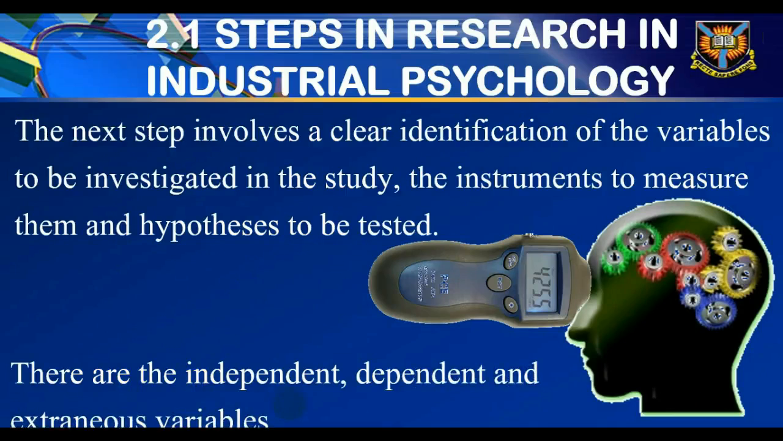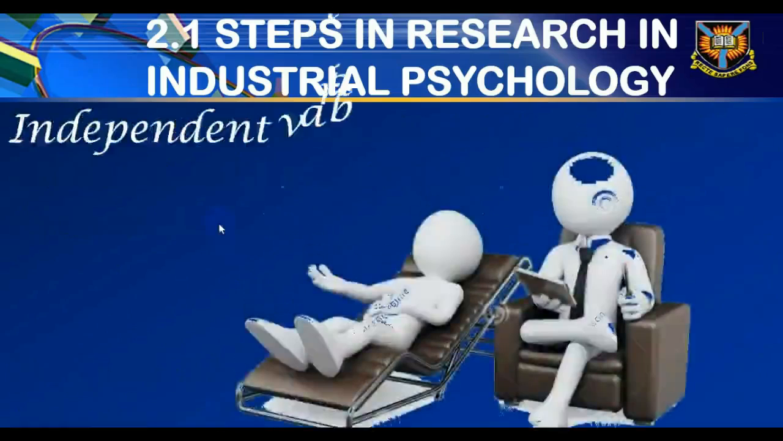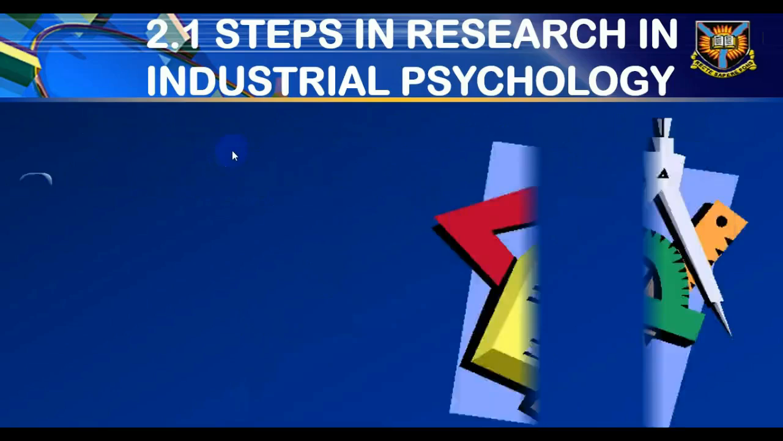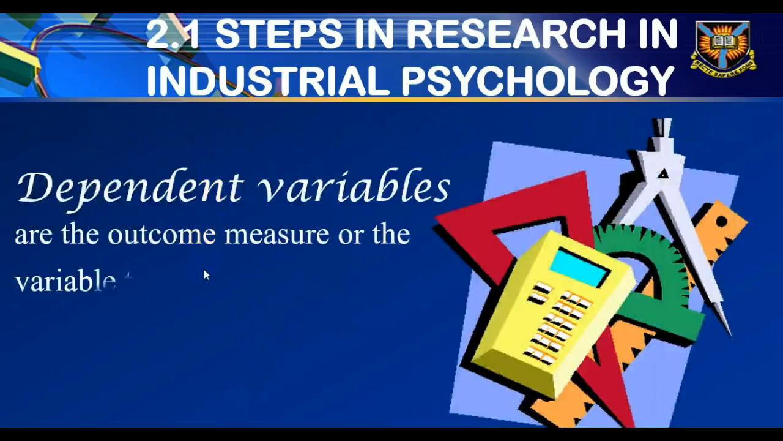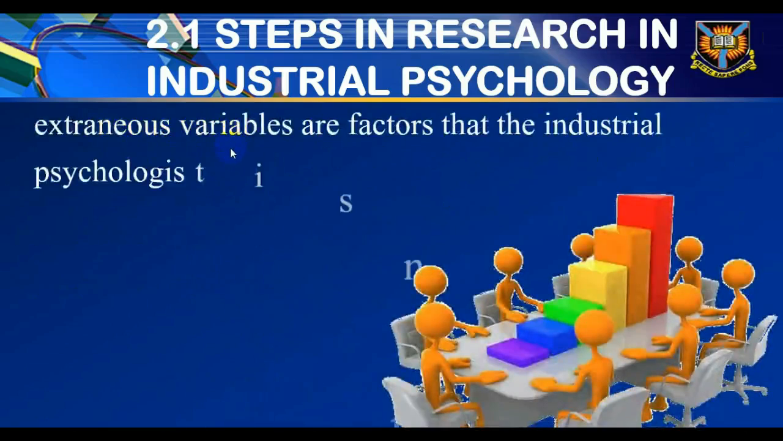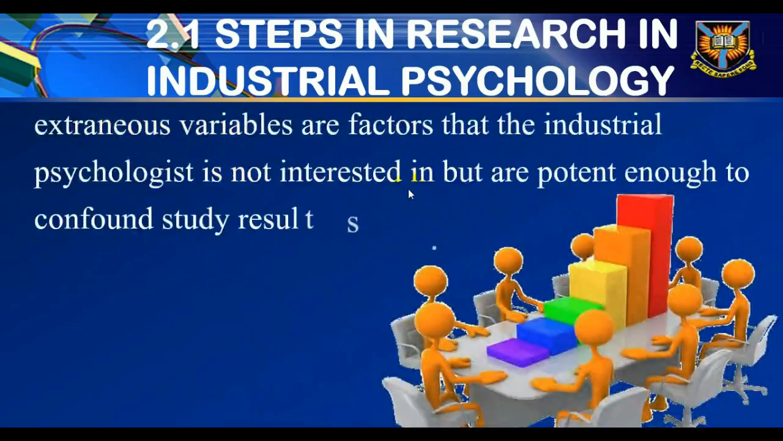Typically, research by an industrial psychologist involves 3 variables. These are the independent, dependent, and extraneous variables. Independent variables are variables that are manipulated by the industrial psychologists. Dependent variables are the outcome measure or the variable to be explained by the industrial psychologists, while extraneous variables are factors that the industrial psychologist is not interested in, but are potent enough to confound study results.